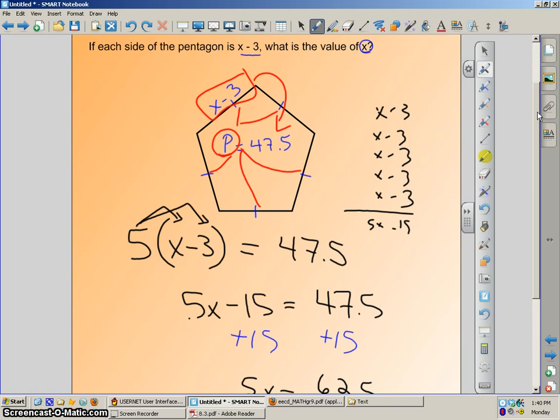And that would make sense if we go back here. If this side is x minus 3, and we throw 12.5 in where the x is, that's 9.5. And if we multiplied that by each of the 5 sides, we get our 47.5. So that sort of proves that.